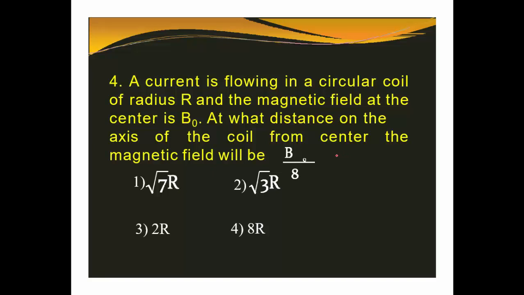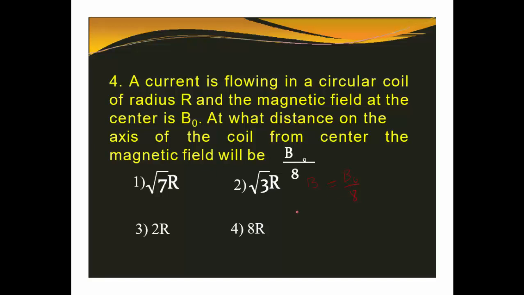So now I will write the magnetic field formula. See here the magnetic field formula. B equal to B naught by 8. See here, the magnetic field at a distance x is B, and the magnetic field at the center is B naught. The relation between B and B naught is given, B equal to B naught by 8. B is the magnetic field at a distance x. B naught is the magnetic field at the center of the coil.